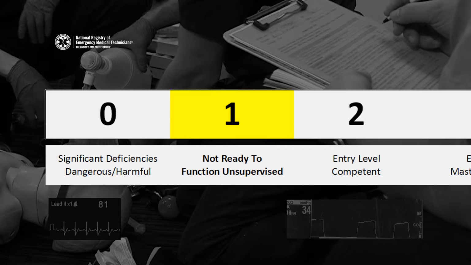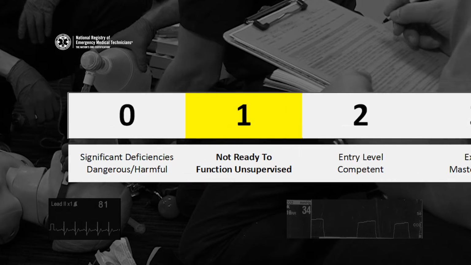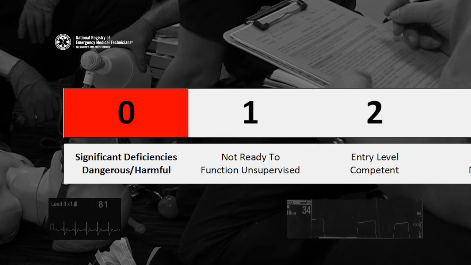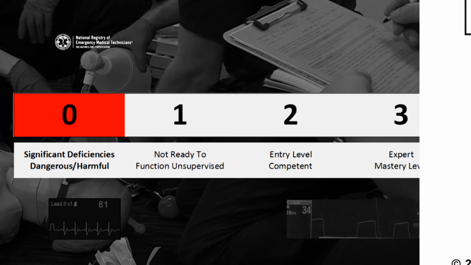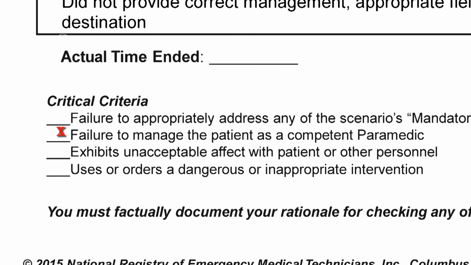A 1 on the scale in any area is an indication that the candidate displayed an area of deficiency. This may be linked to a decision, intervention, or skill performed by the candidate that was disorganized. A 0 indicates that significant deficiencies were observed. For example, the candidate failed to account for scene safety. They failed to perform an appropriate assessment of the patient, or life-threatening conditions were not appropriately managed. Remember, a score of 0 is typically linked to 1 or more critical criteria.